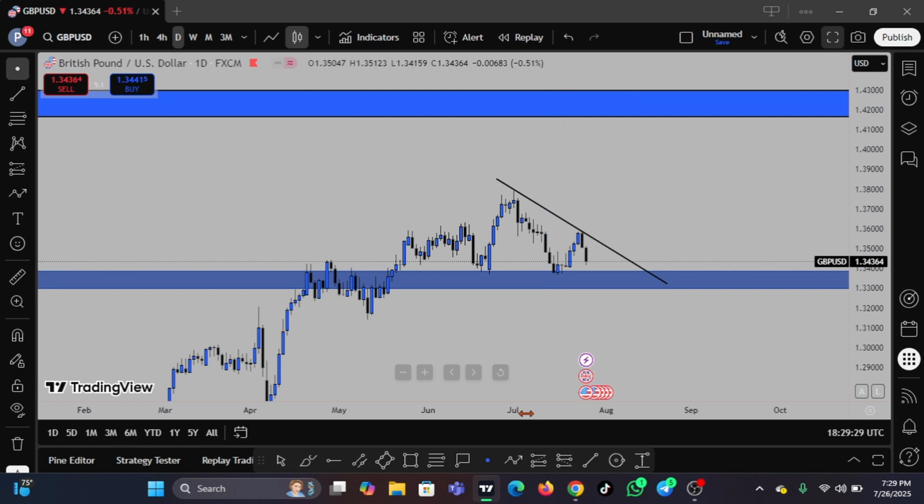But if price should drop lower, then I'm bearish. Price should drop more lower, I want to see a retest back to this low, and then I'll be looking to short this market. So 60% bearish on GBP USD, and I'm 40% to the upside on GBP USD. So that's a very quick one on GBP USD.